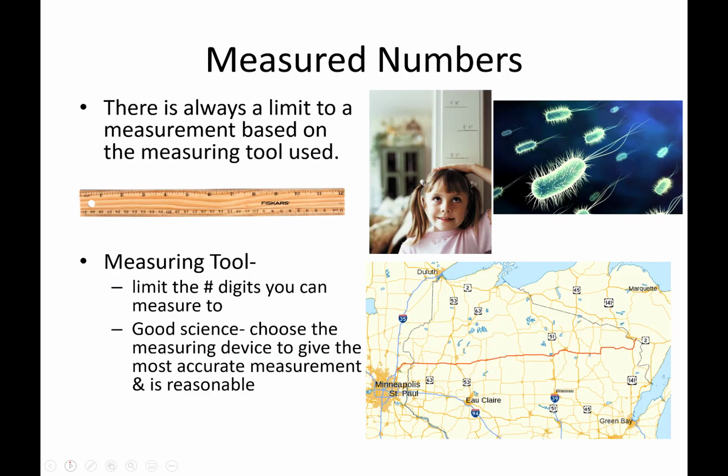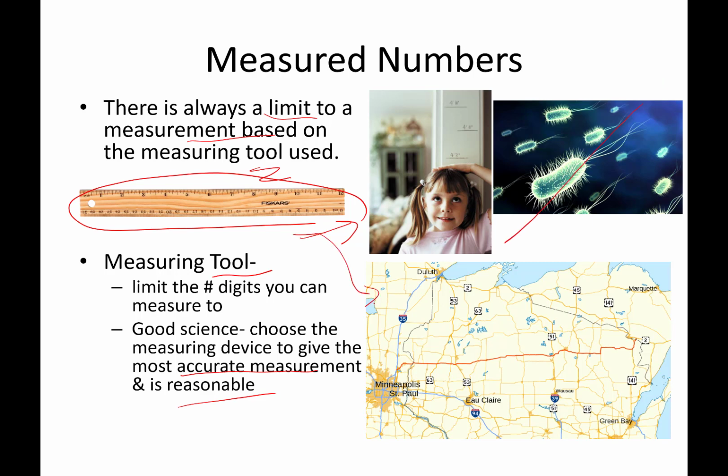But in science, we also have measured numbers. And measured numbers are trickier because there's always a limit to the measurement, and it's based on the tool. Not based on you, the experimenter, but based on the tool. And in science, we try and choose the measuring tool that's going to give us the most accurate and reasonable measurement. So if you were going to measure the height of a child, a ruler would probably be a reasonable tool, but it's not a good tool for measuring the size of a bacterium. And it would be an incredibly tedious tool if you were going to try and measure the distance between the Minnesota Vikings and the Green Bay Packers homes.